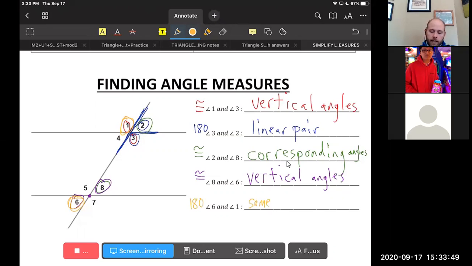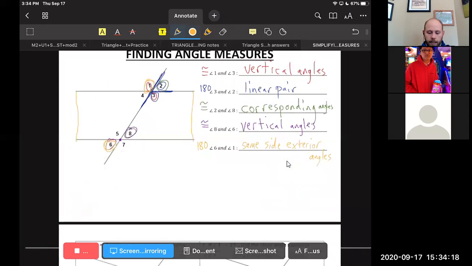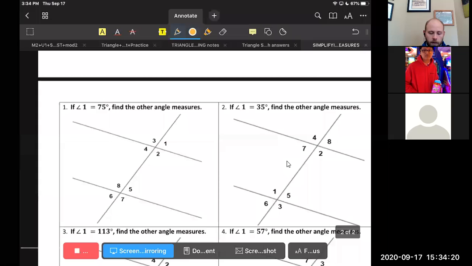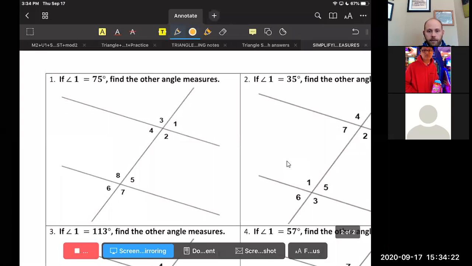They're on the same side of that line. If we close our parallel lines, they are on the outside of it. So it's the exterior. Same side exterior angles. They're outside that box. All right? So as you can see, all these angles, they're either equal with each other or they add up to 180. So that's going to come in handy when we find our angle measures.